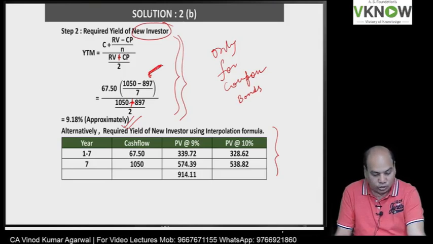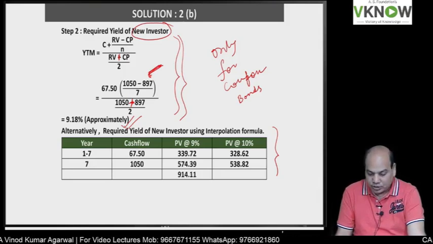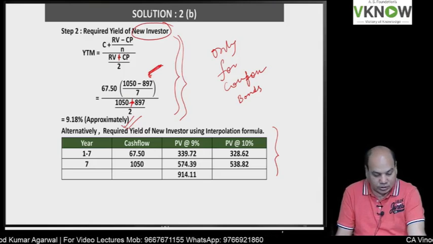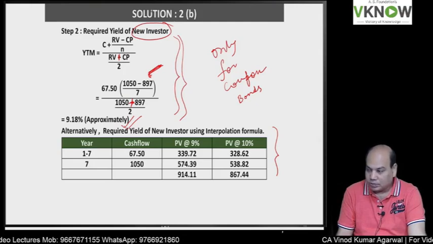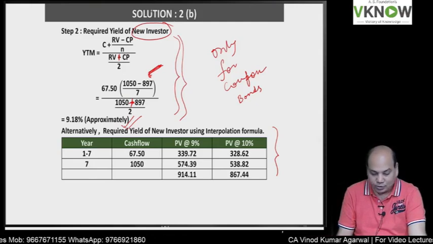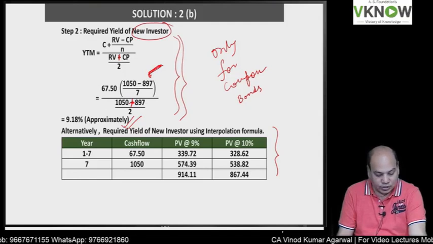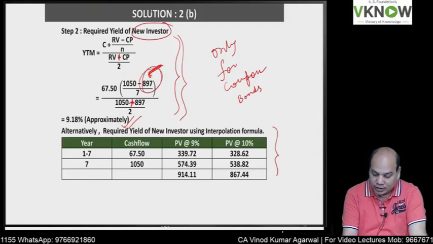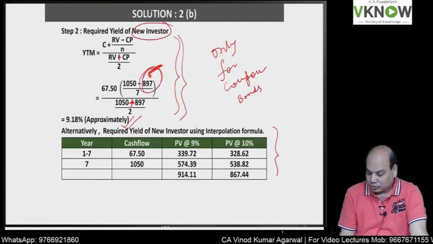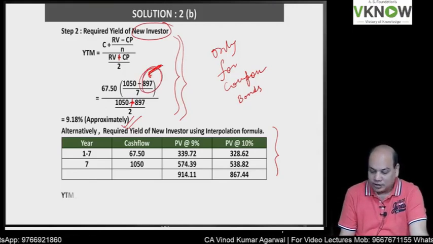Now please tell me the total 9%. At 9%, the total is 914.11 approximately. At 10%, the total is 867.44. Rishabh got it right. Very good. And how much amount he has invested? 897. So now you apply IRR method and get the answer.